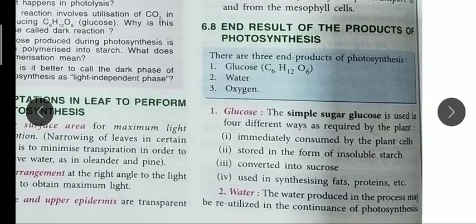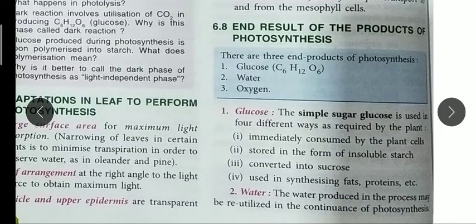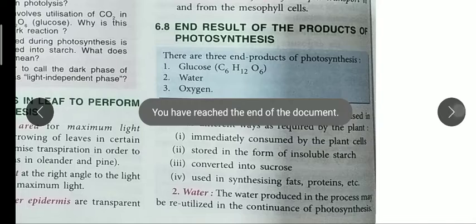Now what is the use of water? Water is produced during the process and is reutilized. Some gets transpired also, and the rest is again used by the plant for photosynthesis. So the water produced in this plant may be reutilized for the continuity of photosynthesis.